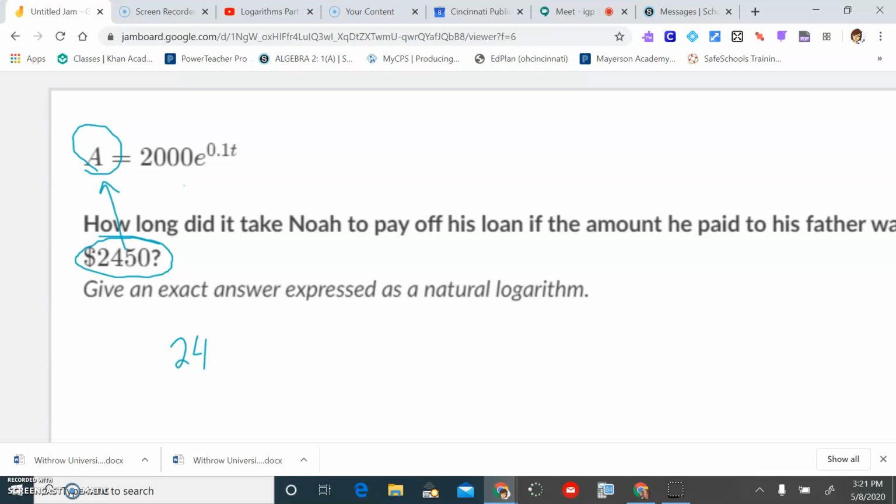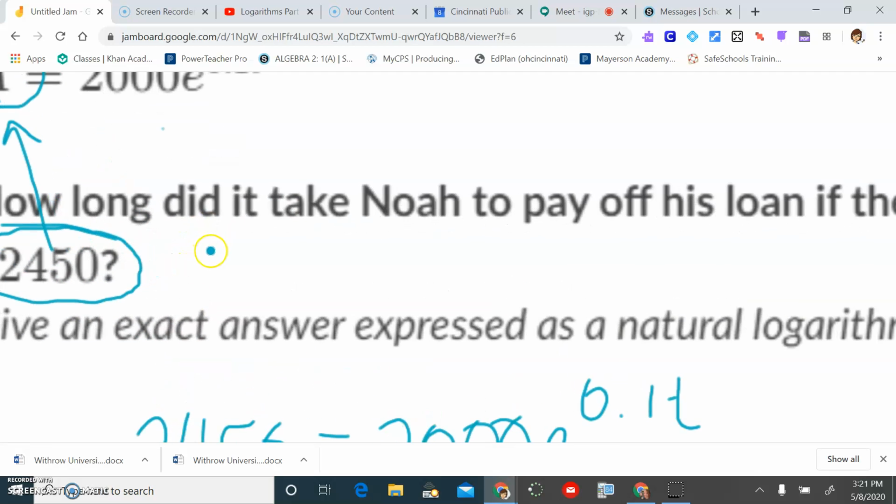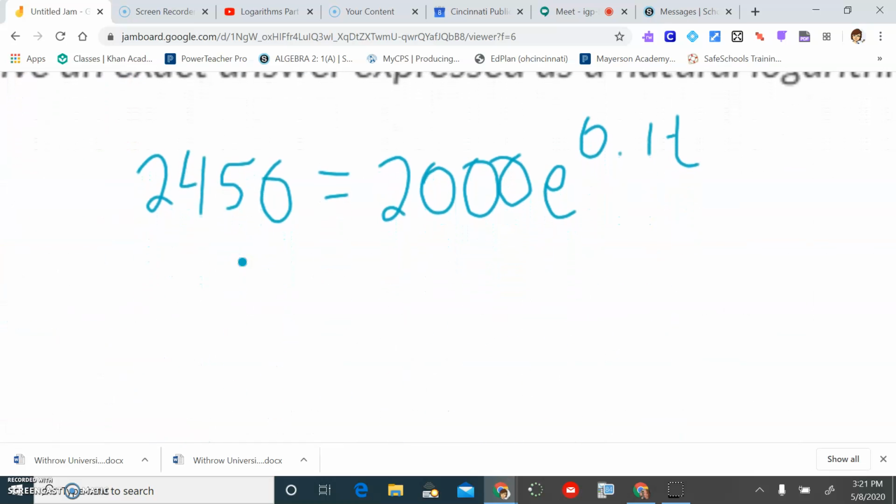So 2,450 equals 2,000 e to the 0.1t. And now we're going to solve that equation. All I did was take out the A, put in the amount they said. The first step is going to be to get rid of this 2,000 being multiplied, because this is where the letter is, and that's what we've got to get by itself. Remember, e is a number. Do not be deceived. It looks like a letter, it's in disguise as a letter, but it's actually a number.